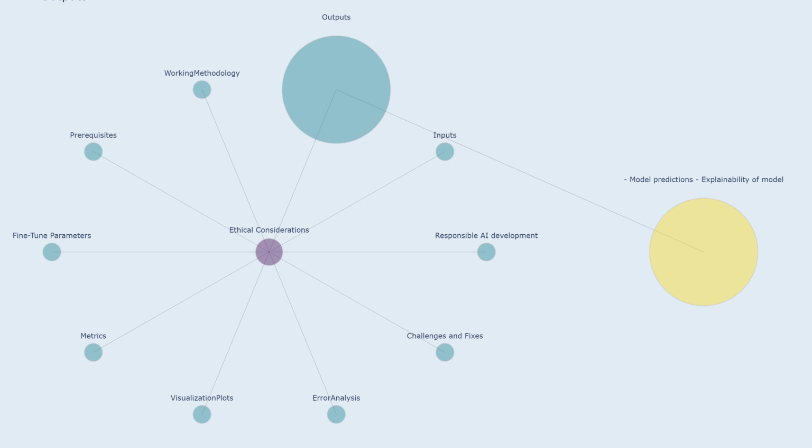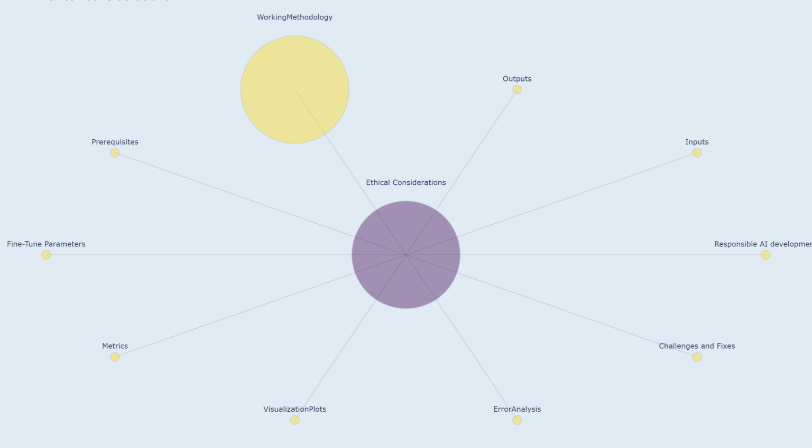Outputs. Explainability of model. The ability to understand the reasoning behind an AI model's predictions is essential for ensuring transparency and accountability. Explainable AI techniques provide insights into the model's decision-making process, allowing for the identification and mitigation of potential biases or errors. For example, a healthcare AI model predicting disease risk should be able to explain its reasoning to the healthcare professionals who use it, enabling them to understand the model's limitations and make informed decisions.